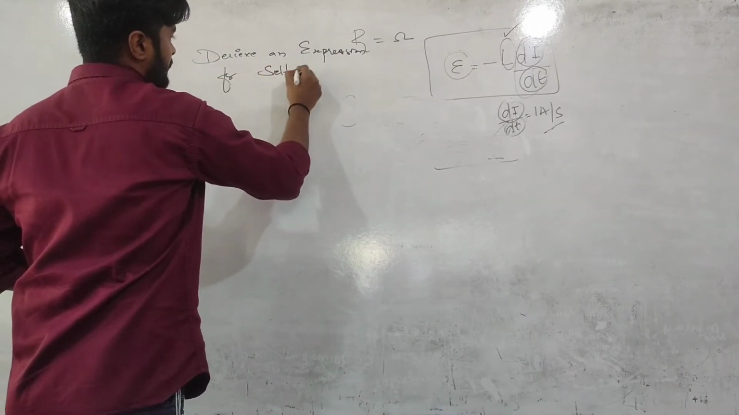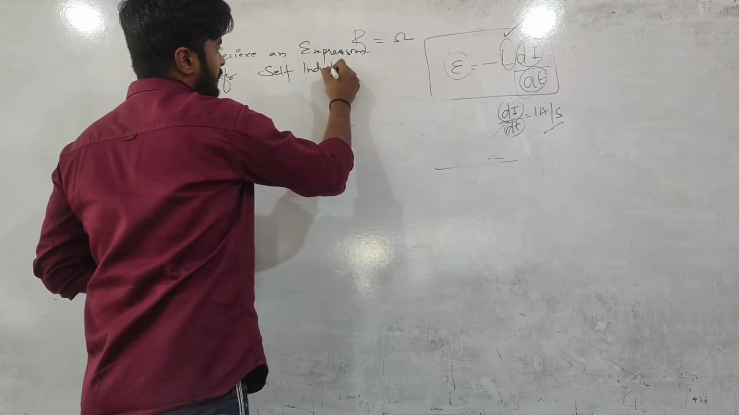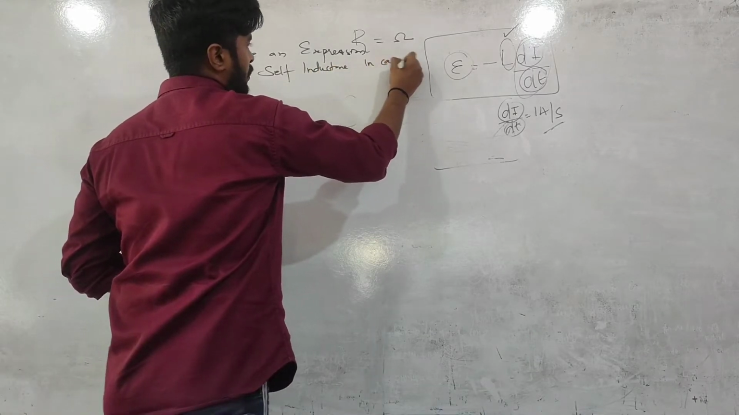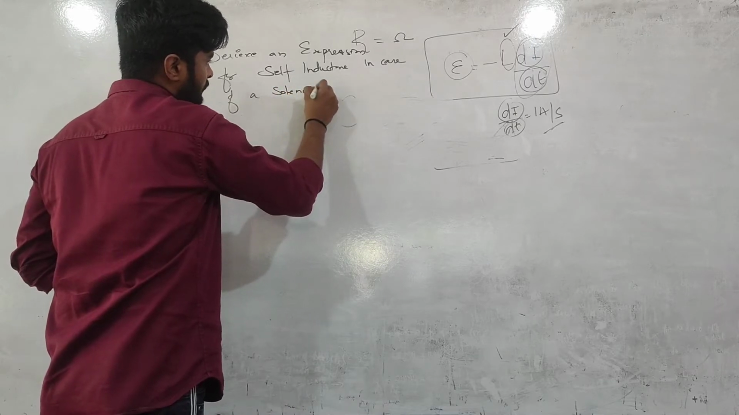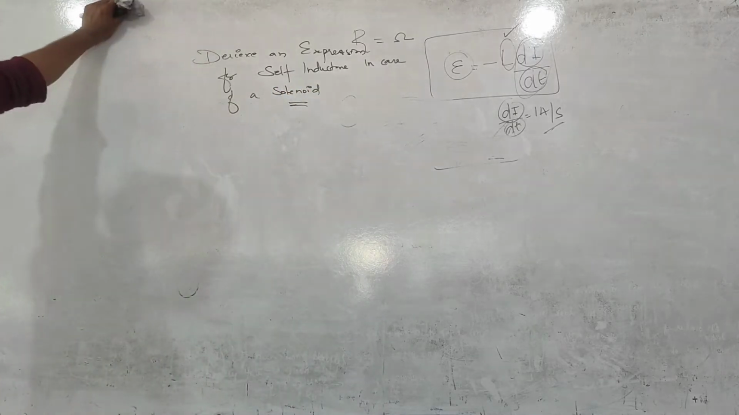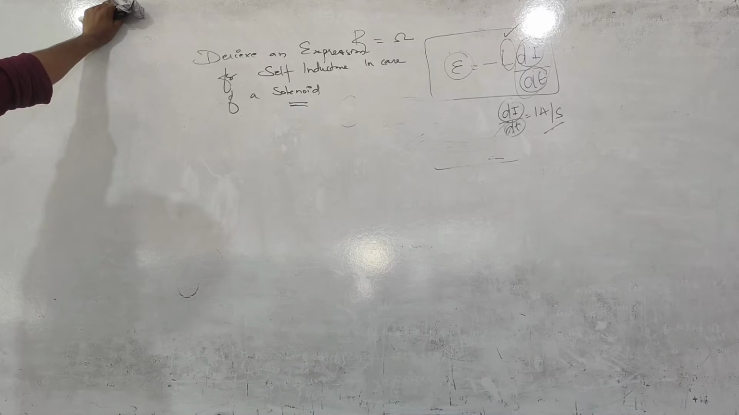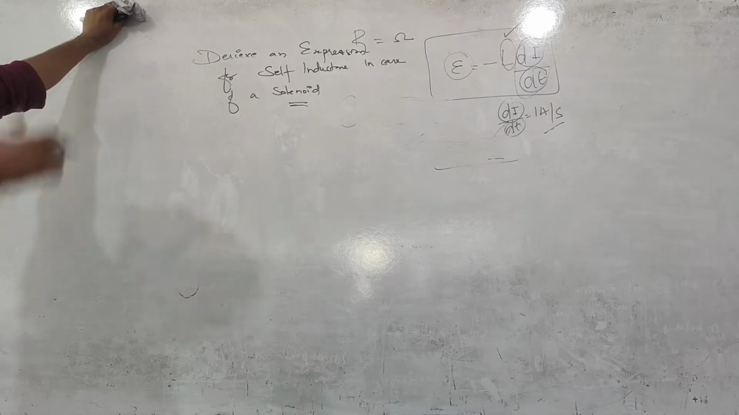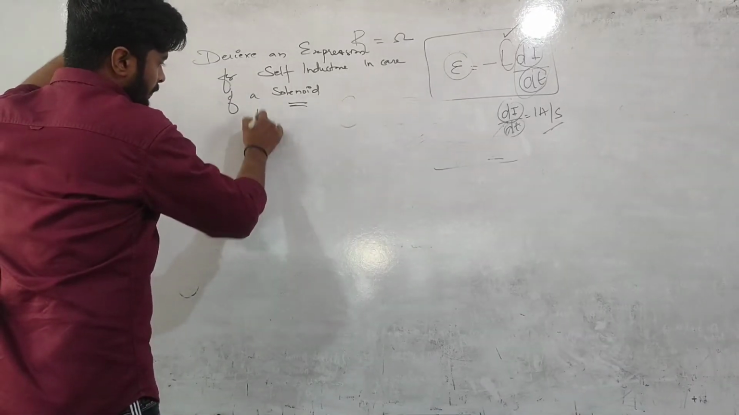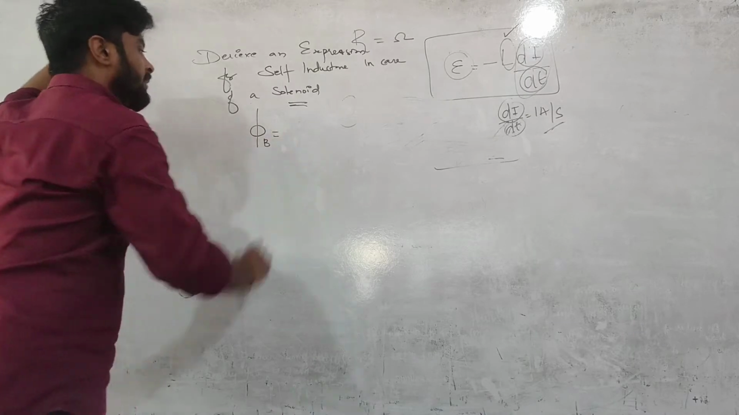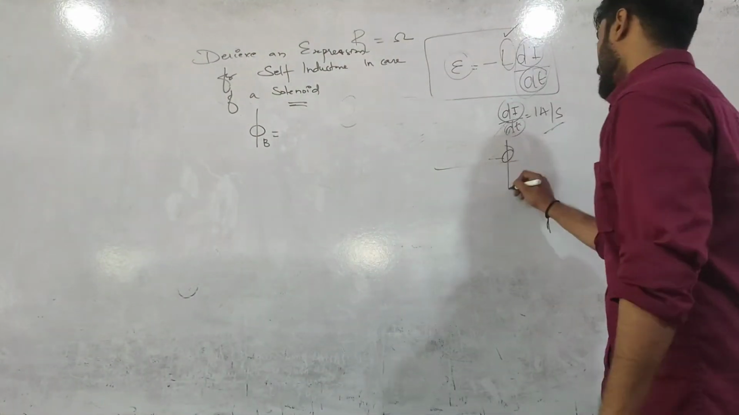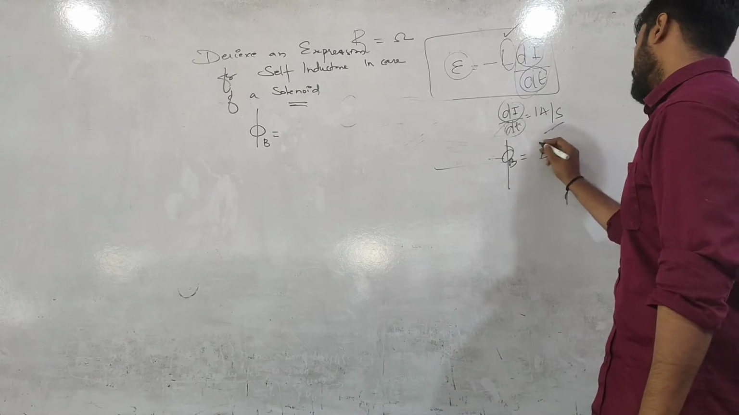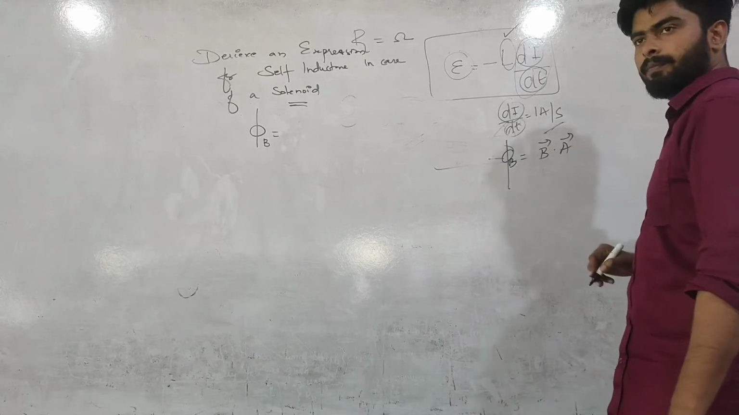self-inductance in case of a solenoid. We have to derive an expression for self-inductance in case of a solenoid. What will be the magnetic flux linked with a solenoid having one turn? It will be phi B is equal to B vector dot A vector.